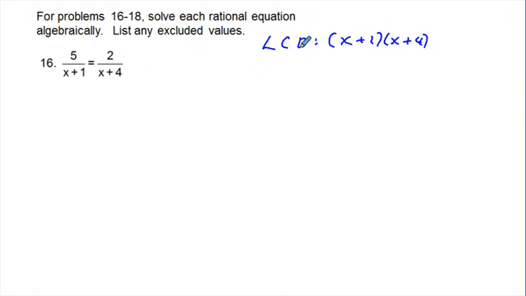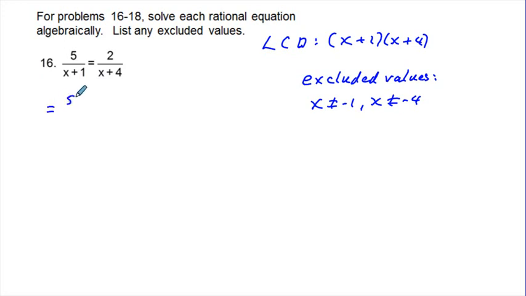And then as far as excluded values, we cannot divide by 0 in math or in algebra, so x cannot equal negative 1, and also x cannot equal negative 4, because either x equaling negative 1 or negative 4 will make this equation undefined. And so now what we're going to do is multiply each side of this equation by our least common denominator.